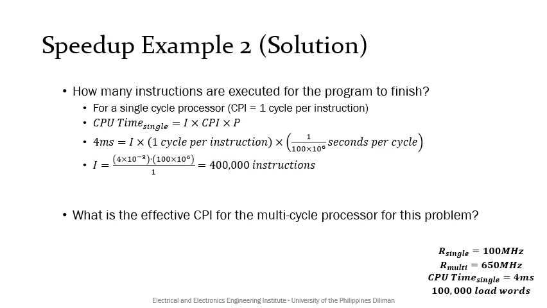The instruction count I can then be computed as 4 times 10 to the minus 3 times 100 times 10 to the 6 over 1, which gives us 400,000 instructions.